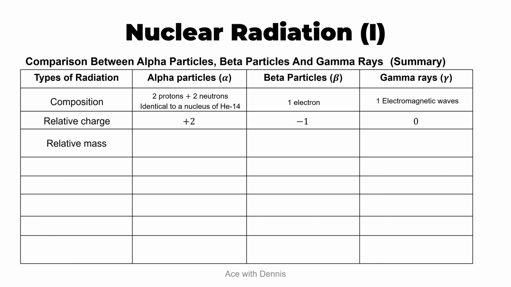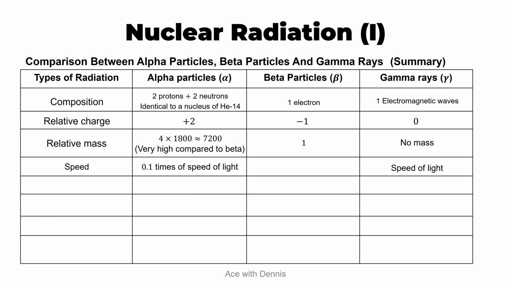Next, relative mass. For beta particles, it is 1, and for alpha particle, it is 4 times 1800 because it has 2 protons and 2 neutrons, so the relative mass is about 7200, which is very high compared to beta. For gamma ray, it has no mass. For the speed, gamma rays can travel at the speed of light. Alpha particles can travel at 0.1 times the speed of light, while beta particles can travel at 0.9 times the speed of light.